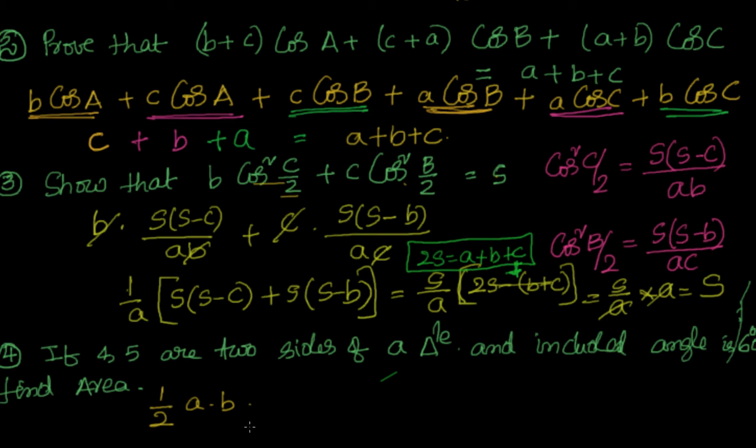So 2 twos are 4, 4 cancels out. I will have 5 root 3 cm square or meter square, whatever it is, square units.